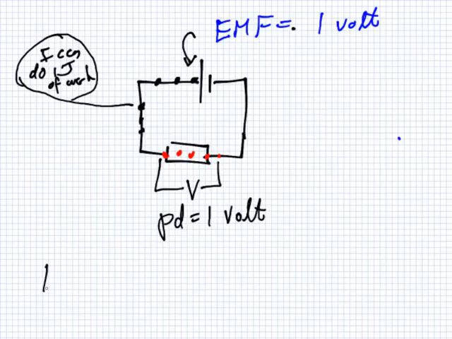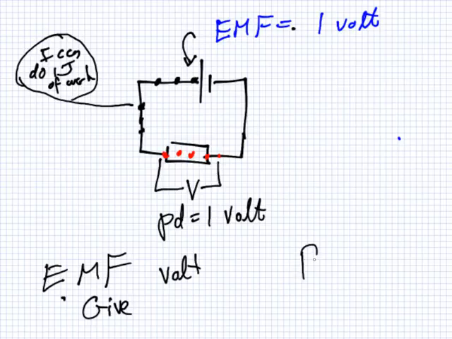So basically, you can think about the difference like this. EMF is measured in volts and it gives, whereas potential difference is measured in volts and it's done. So an EMF of 1 volt means you're given something the ability to do 1 joule of work per 1 coulomb, and then a potential difference of 1 volt means that energy has been converted, it's been spent, it's changed into heat or whatever.